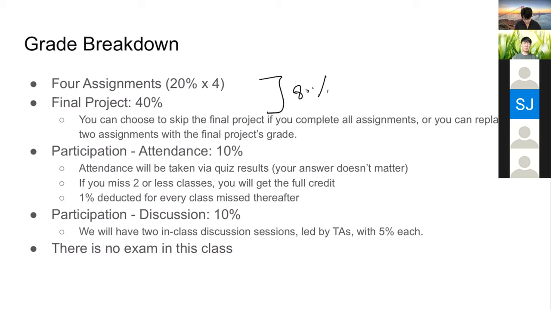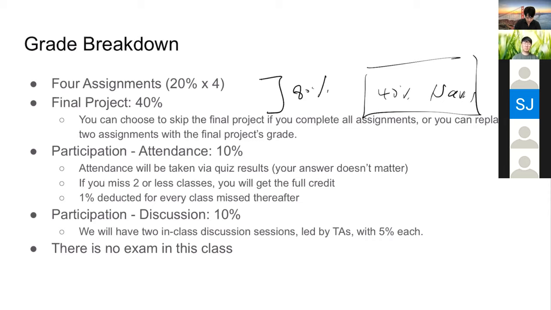And for neighbor engineers, you basically only complete either two assignments or a single final project. So it will be 40% for neighbor engineers, right? Because you're either just doing the one final project or two assignments of your choice.